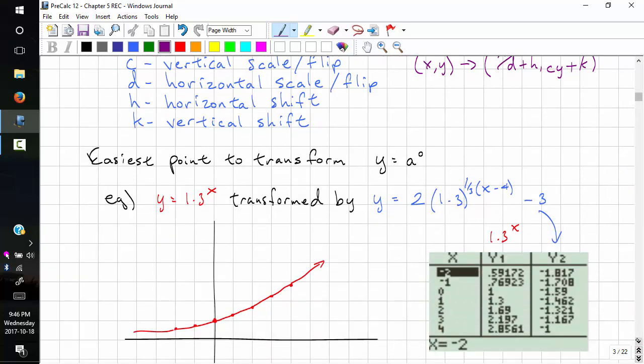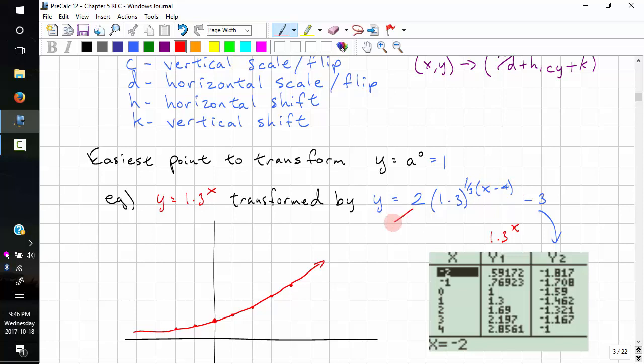And we always start with the easiest point, and that happens to be y equals a to the power of 0, because this equals 1. So let's look at our example. y equals 1.3 to the power of x. This is transformed by y equals 2 times 1.3 to the power of 1/3 (x minus 4).